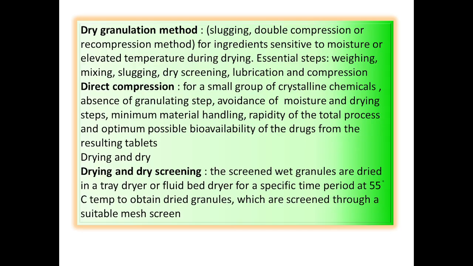These slugs are then broken down into smaller particles, such that dry granules are prepared from that slug. After preparation of dry granules, these are screened so that the oversized granules are removed and uniform granules are collected. After collection of uniform size granules, lubricants are added, or disintegrants if needed, and it is finally compressed into the tablet. This is the dry granulation method.